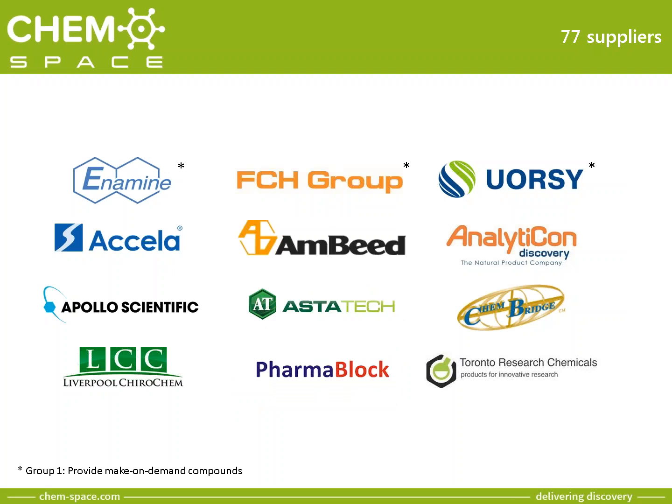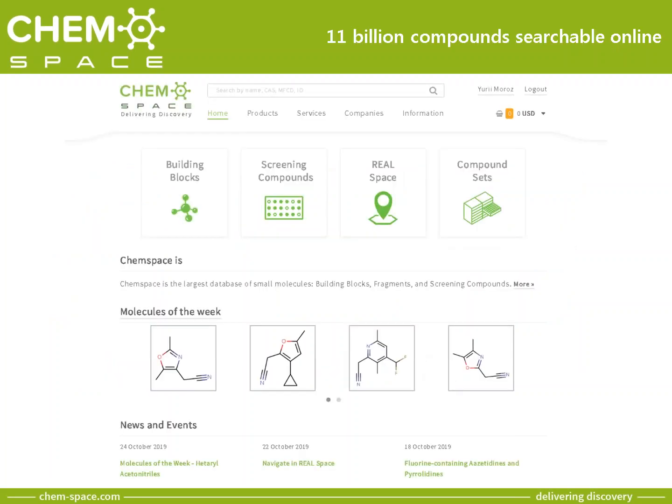We have over 70 suppliers presented on Chemspace, and most of them, as you can see, are pretty respectful and well-known chemical catalog providers. As I mentioned, we are a marketplace, and we have over 11 billion compounds you can search and buy from us. And we have different categories, including building blocks, screening compounds, and that's basically real space. As well as some of the compounds are collected in compound sets available for download.